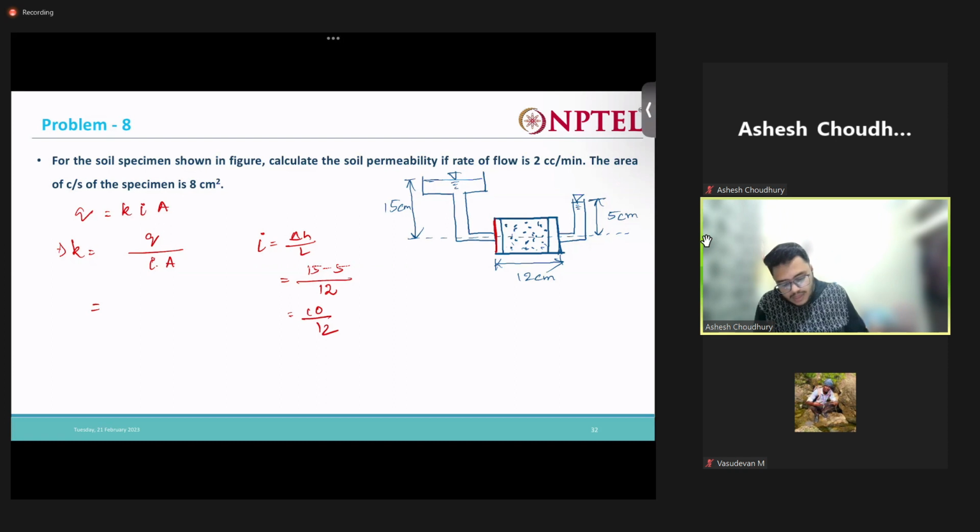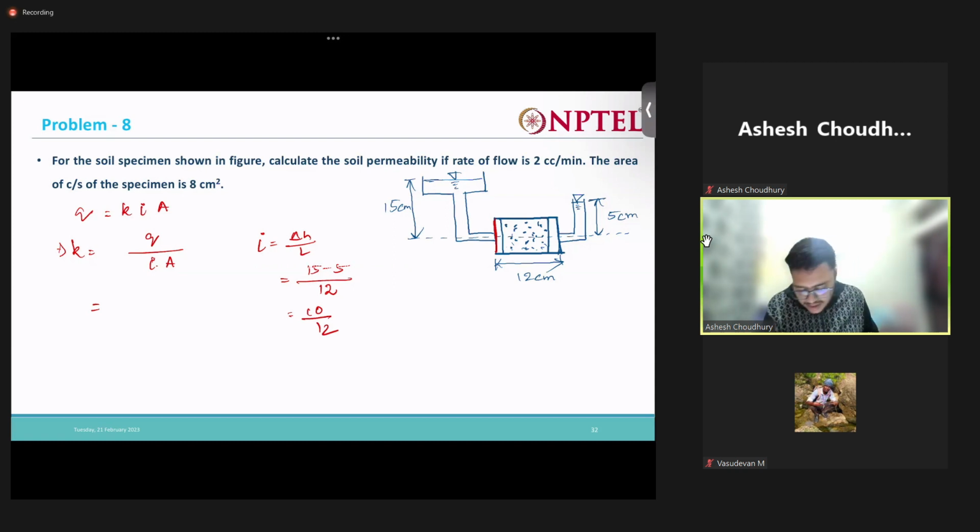Okay, now we can calculate the coefficient of permeability, nothing but q by iA. Q is 0.75, i is 6.67, and my cross-section area is 50. So the answer is 2.25 into 10 to the power minus 3 centimeter per second. This is the coefficient of permeability.